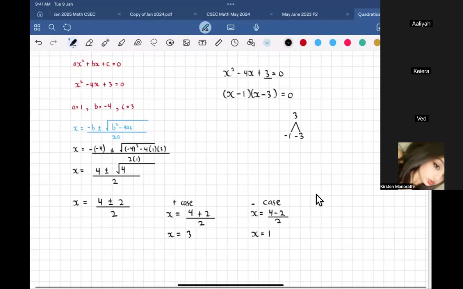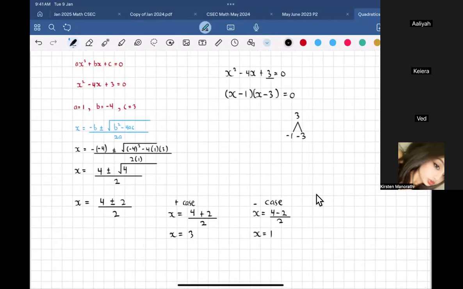So these are the two methods in which you could solve a quadratic equation. You could use the quadratic formula, or you could use factorization. It's also called the simple trinomial method. Trinomial because you have three terms.